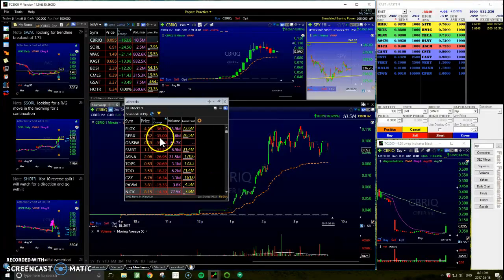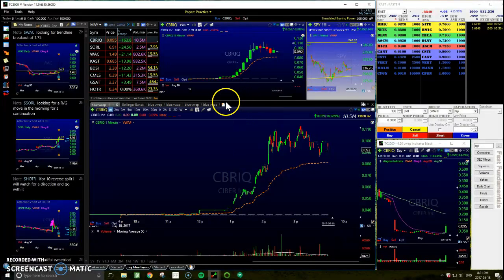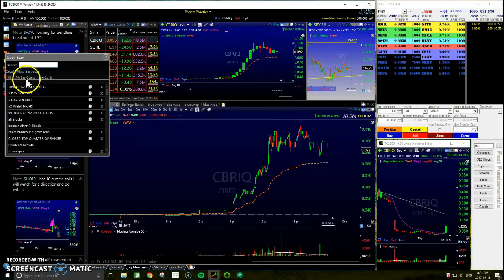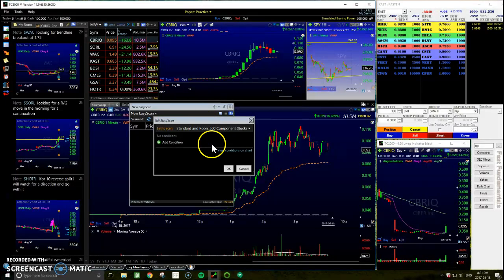Now you can leave one up for top losers and then have another one up in here and search for top percentage gainers. Oops. So I always want it as the top percentage gainers. So there's that one. Now I want to show you something here with creating a new easy scan.